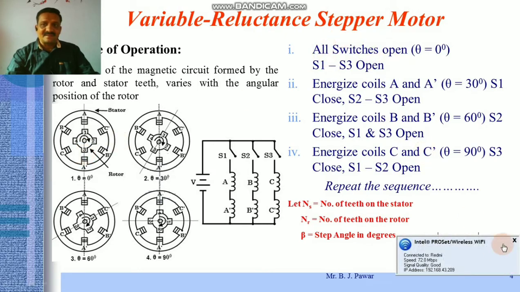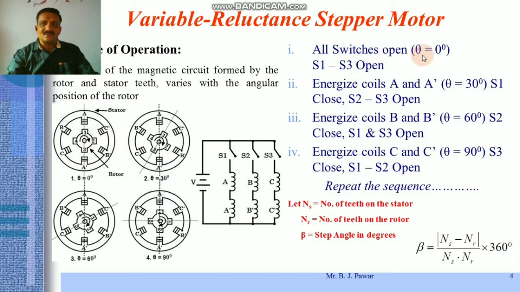See, the first condition I have written over here: all switches are open, that is theta equals 0 degree, S1 to S3 all are open. It means this rotor will remain aligned as shown. There will be a 0 degree rotation by that rotor.